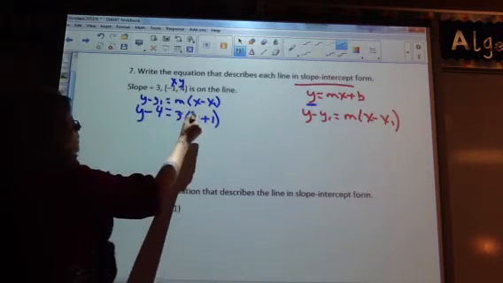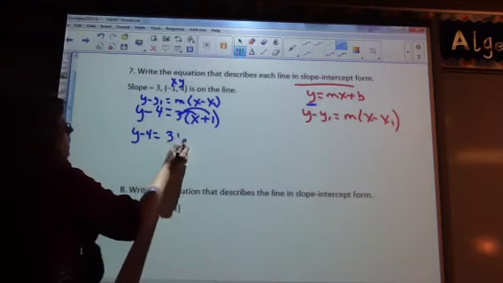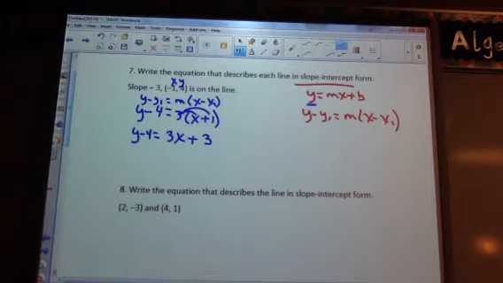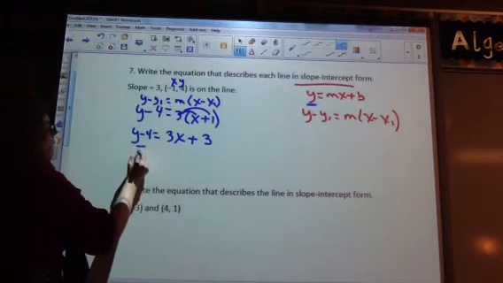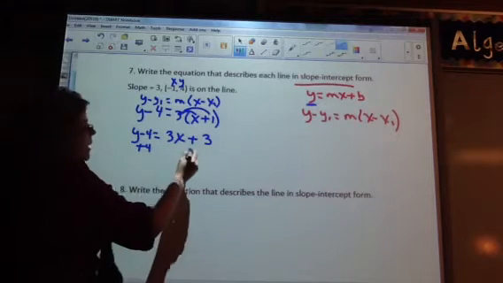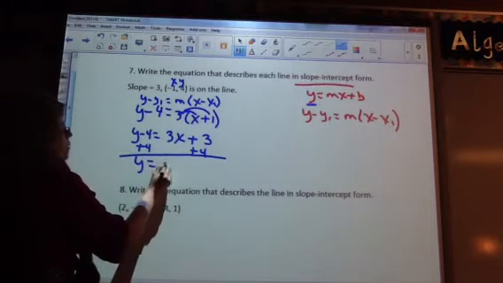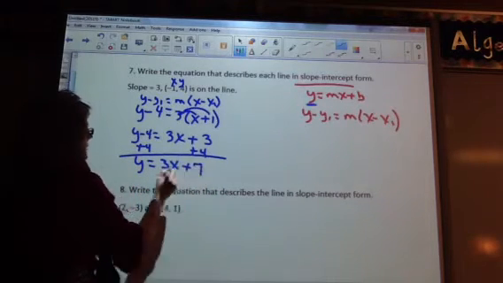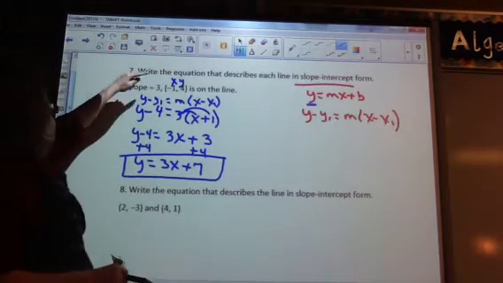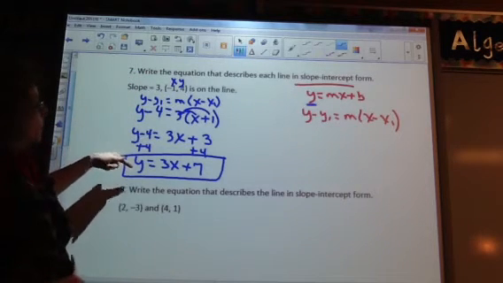On the right side, let's go ahead and distribute. So 3 times x is 3x. 3 times a positive 1 is a positive 3. And then we need to isolate our y, so we're going to add 4. I can't add 4 to the 3x because they aren't like terms, so I'm just going to add it to the 3. So y equals 3x plus 7, and I just started in the slope point formula and converted it to slope intercept formula.